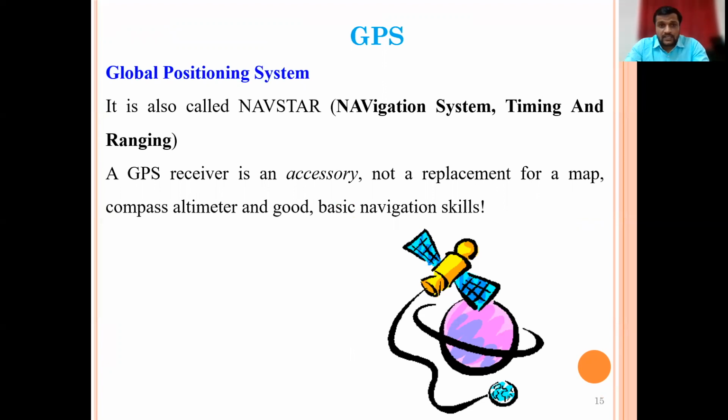Now, moving to the next slide, that is GPS, the Global Positioning System. As we have already discussed, GIS deals with spatial data, and these spatial data sets are a kind of locational information about any object with respect to real world coordinates. So the Global Positioning System, or in short GPS, is a kind of navigation system that can be used for timing and ranging. It's an accessory that can provide us the locational information in terms of latitude and longitude.